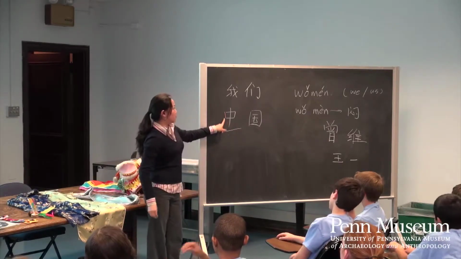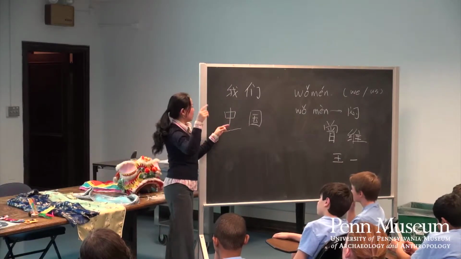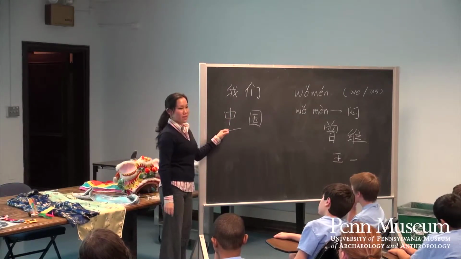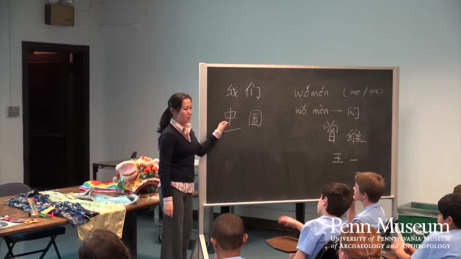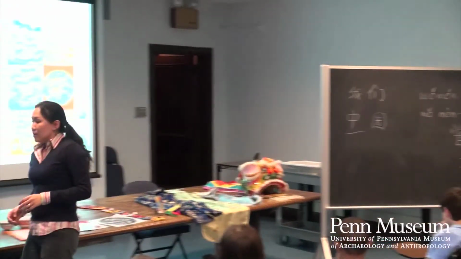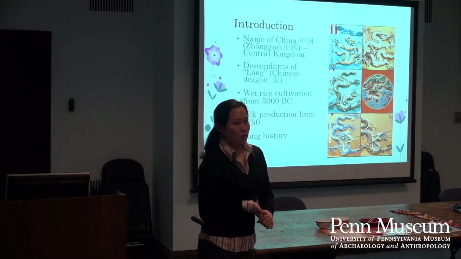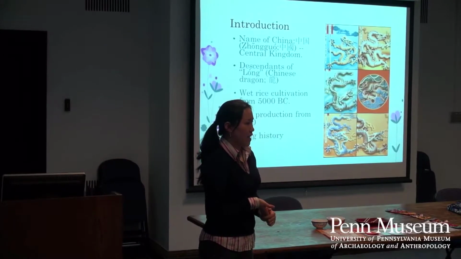So we have a name for each stroke. And then usually we practice together with the teacher. And the final pronunciation is for the pronunciation of this character. Zhong. And Chinese usually consider ourselves as the descendants of Long, which means Chinese dragon.